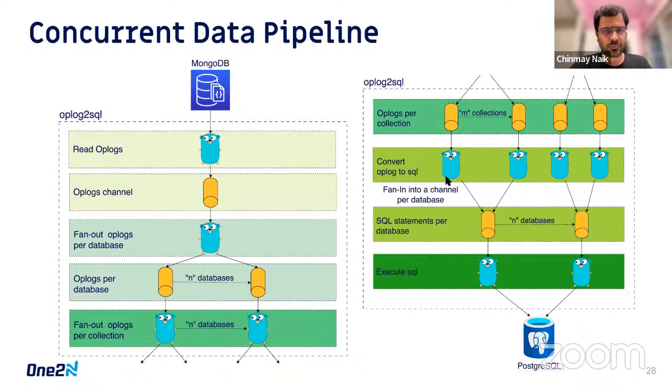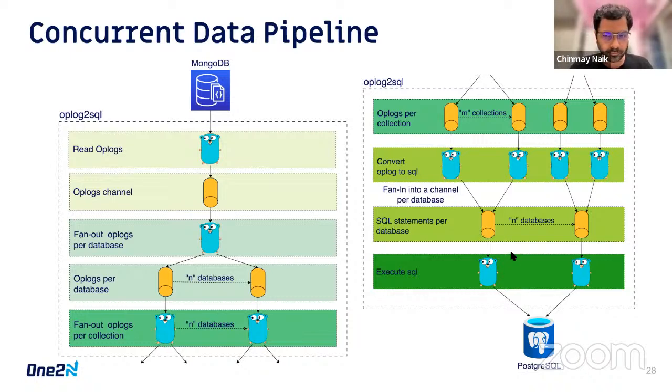We can have separate Go routines per collection for execution as well, but it would unnecessarily utilize resources, because it will open up a connection. The execute SQL Go routine opens a separate database connection, right? So if we have a separate Go routine per collection, and you have a lot of databases and collections in Mongo, then definitely it will exhaust the database connections. So it's okay to fan in per database and execute those concurrently.